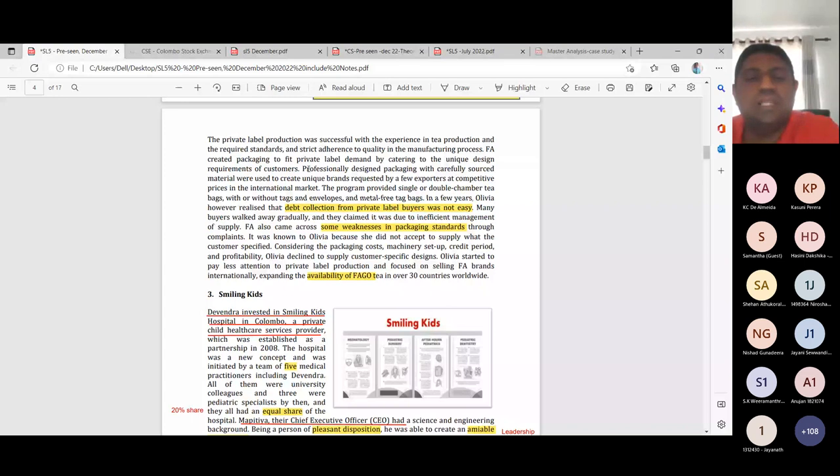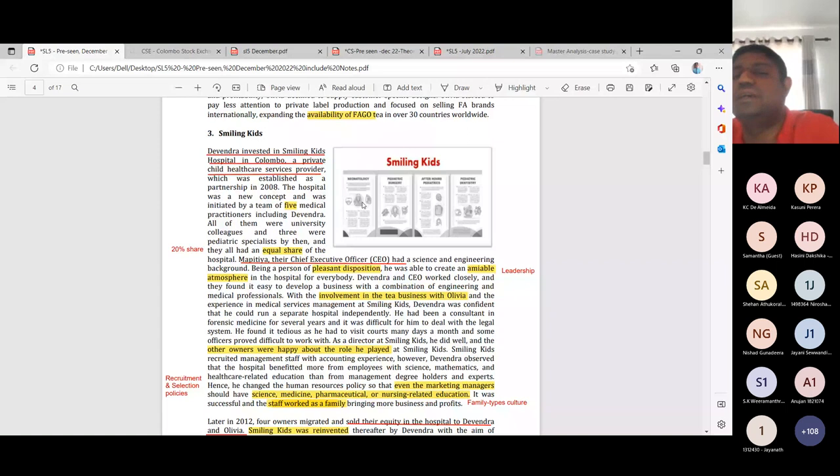So Olivia started to pay less attention to private label production and focus on selling the FA brand internationally. That's just history actually. Initially, we had these private label products. Then gradually, we stopped that and started to focus on our own brand, expanding the availability of FA products in over 30 countries worldwide. Now, see, we are selling our product to 30 countries worldwide. That risk, foreign risk is applicable here.